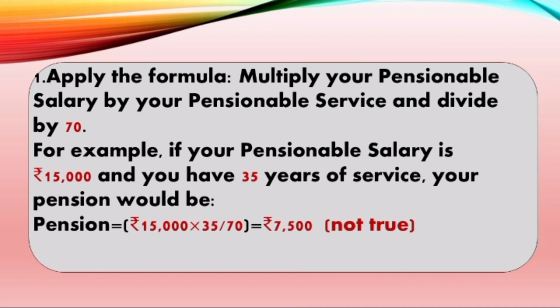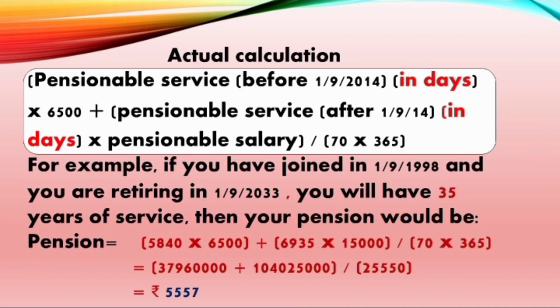Is it real? No. Now let us see what is the actual calculation. To get the actual calculation, you have to find the pensionable service before 1st September 2014, in days, multiplied by 6,500, plus pensionable service after 1st September 2014, in days, multiplied by pensionable salary, divided by 70 multiplied by 365. This is the actual formula.